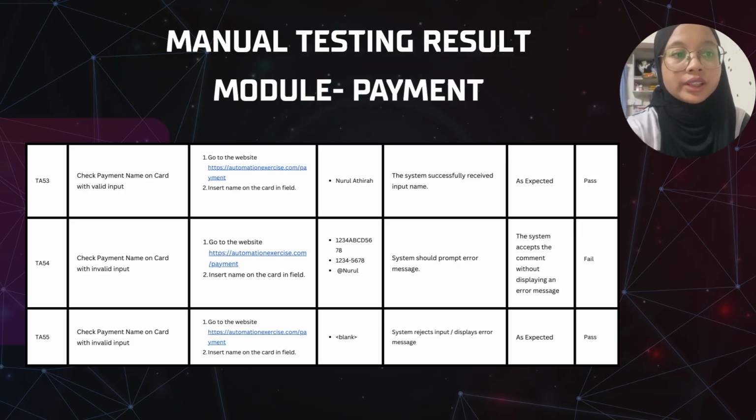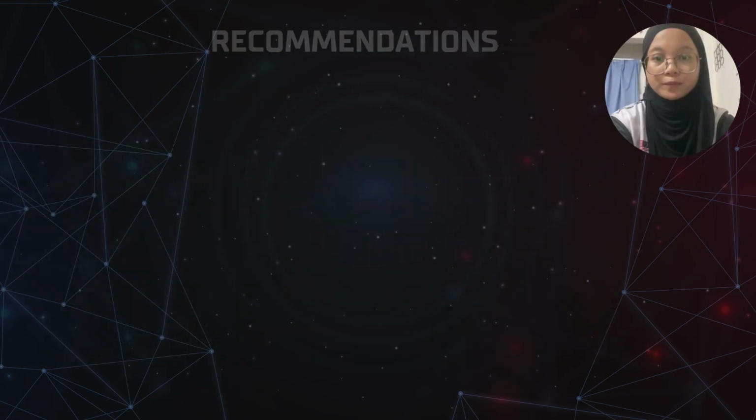And lastly, for test case TA55, payment name on card with blank input, the objective was to verify system behavior when the name on card field is left blank. For test data use, we have blank input, and expected result, the system should reject the input and display an error message. Actual result, the system rejected the blank input as expected, and test status is passed.